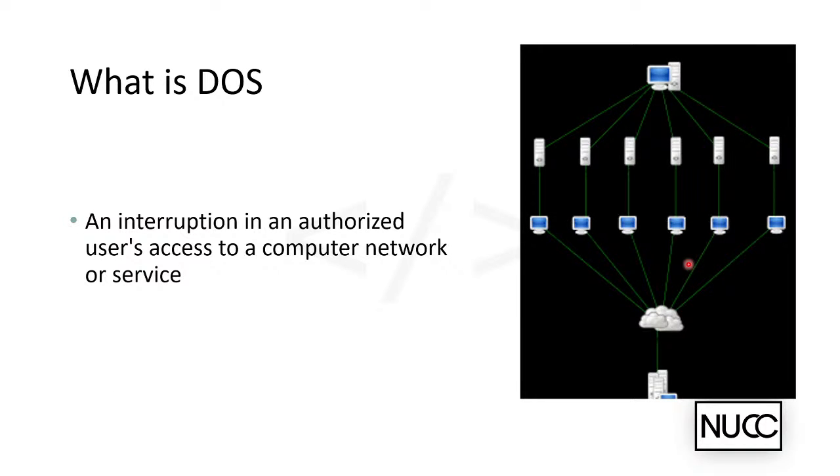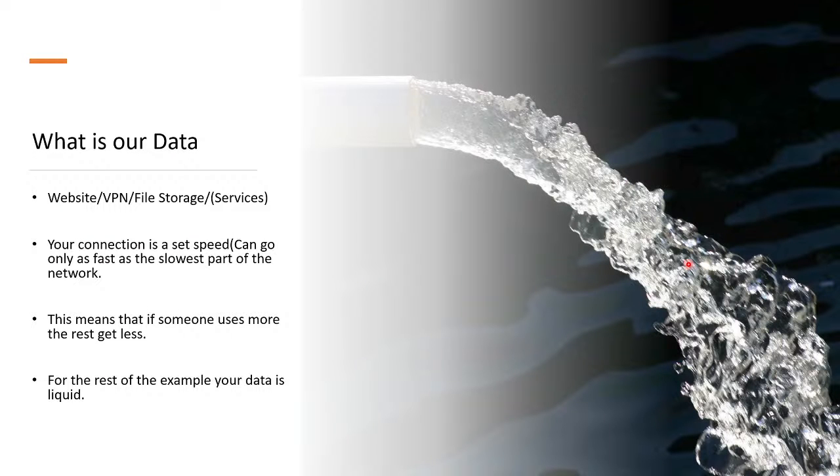So, by definition, denial of service attacks are an interruption to a computer network or service. So when we say service, we mean you might be able to log on to your file transfer site or something like that, but if you can't do something on it, like you can't upload a file, but you can download fine, that's still interruption of the service as a general thing, instead of just the entire network. So when we're talking about our data, we are talking about websites, VPNs, file storage, video streaming, anything that uses a network connection or you need to be able to use a network connection to get to.